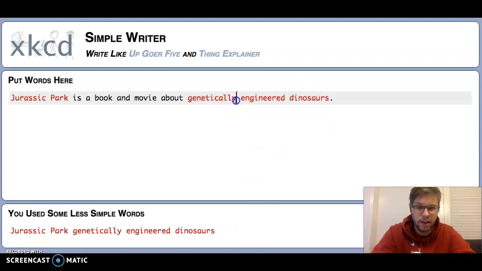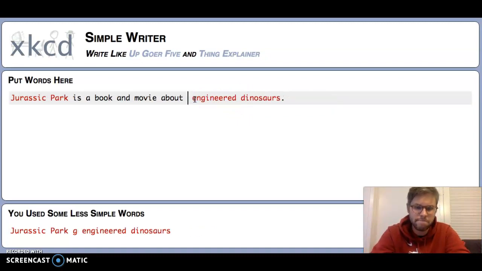So my challenge now is to break these words apart a little bit. So let's start with genetically. If I erase this word and say Jurassic Park is a book and a movie about genetically, DNA is not an option. Life. Information.